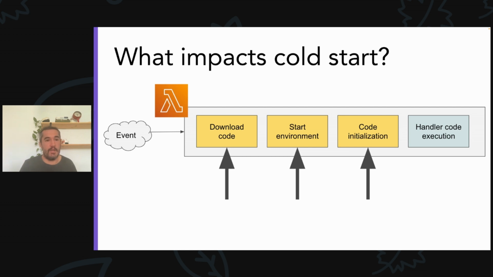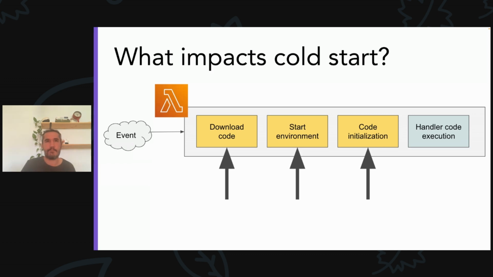A Firecracker VM will spawn. It's Node.js, Go, it's the exact same underlying infra. But then you have code initialization. And this is where Rust could play a huge role, and this is what we saw in the benchmark. If you're using Rust, the code initialization will be faster.